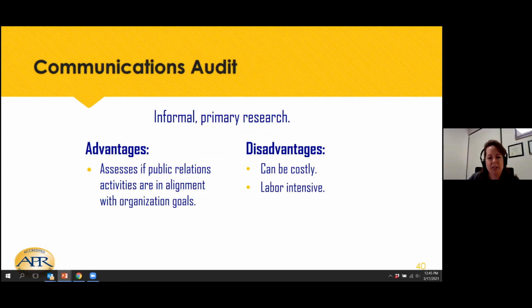So a communications audit is informal primary research. Advantages include assessing if your PR activities are in alignment with the organization's goals. Disadvantages: costly because it's labor intensive.